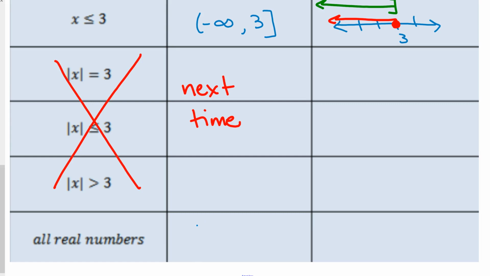So all real numbers would be the interval from negative infinity to infinity, round brackets, and then in terms of the number line, you can put some numbers on here if you want. We can put 3 on there if we want, but it's going to be the entire number line.